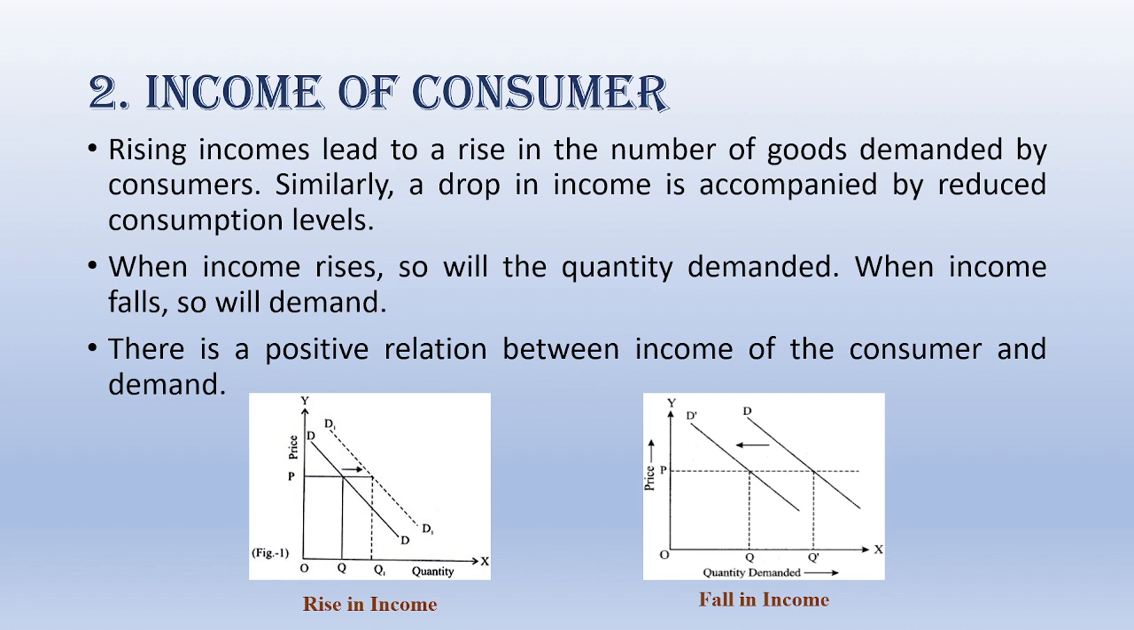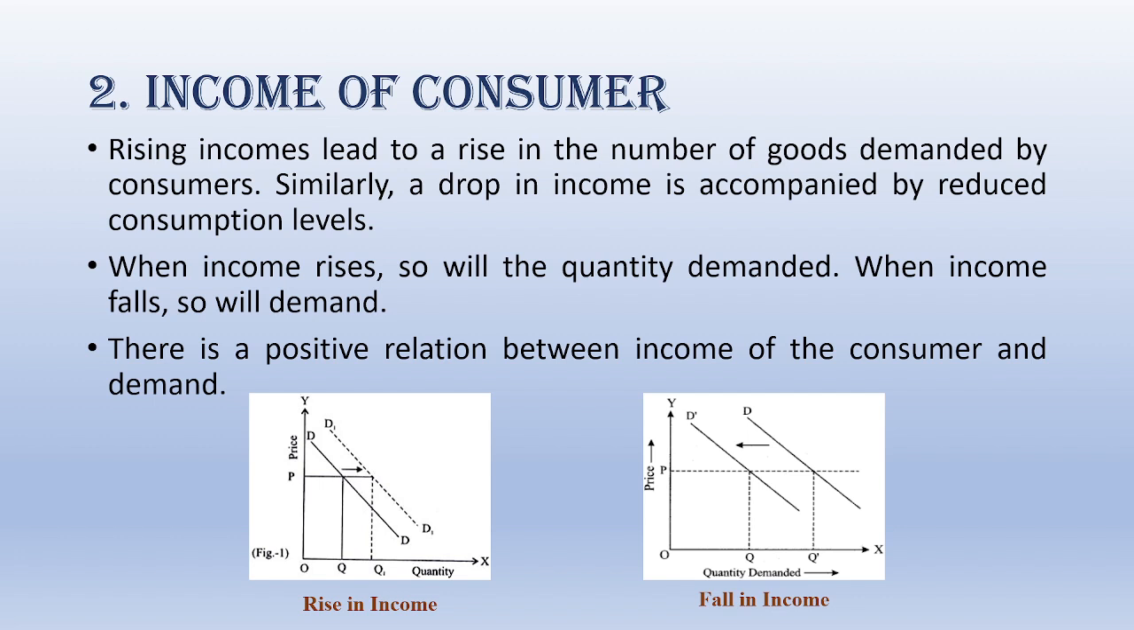When income rises, the quantity demanded will rise. So we can say there would be a positive relation, and these two charts will help us in understanding what happens to the demand curve if my income increases, and what happens to the demand curve if my income falls. As we can see in the first picture, when my income has increased, the price is still the same, but due to the increase in my income, I would be buying more units of a commodity.